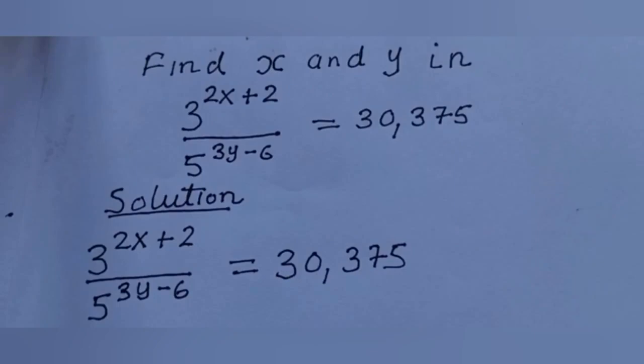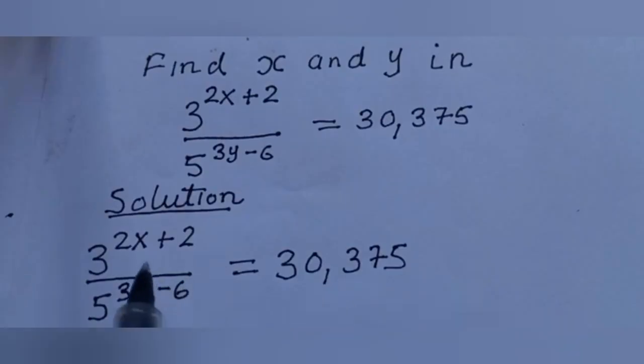Here we have the exponential equation, which is 3 raised to power 2x plus 2 over 5 raised to 3y minus 6 equals to 30,375. So we are told to find the value of x and y. We can proceed as follows.